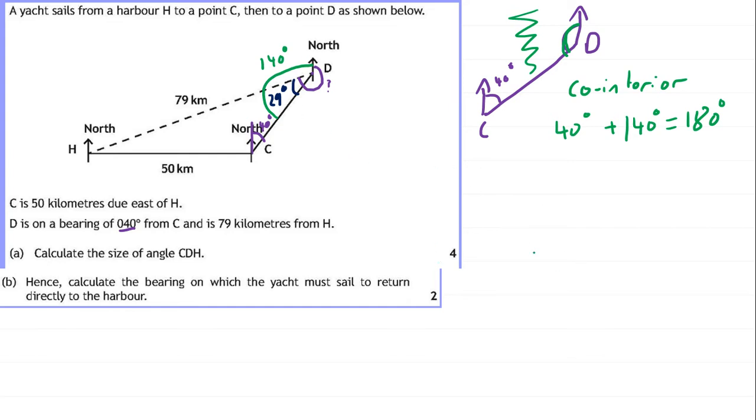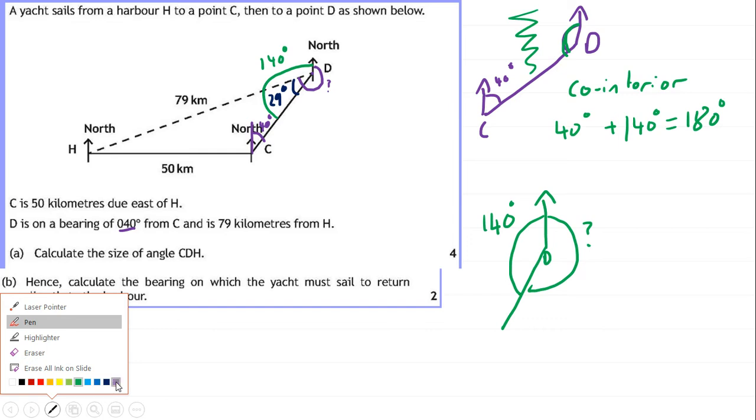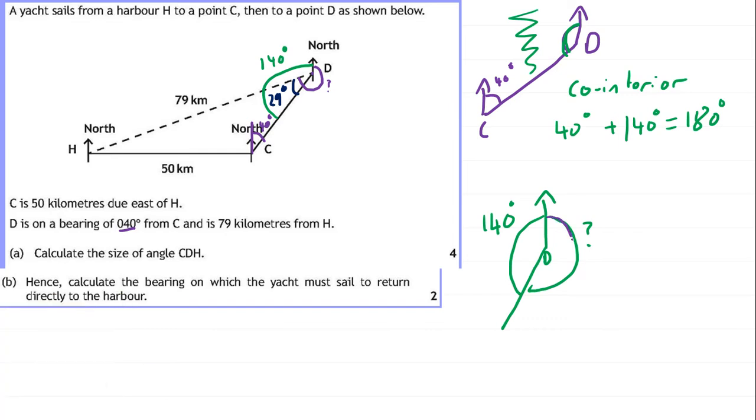So let's have a look at what's happening at D. And again, sometimes it's useful just to draw a diagram here. What we've got is this co-interior angle is 140 degrees here. And we want to find out this question mark angle here, which is the one that I've marked in purple. Again, I might just use some purple here to show this. So this question mark angle, what is this?